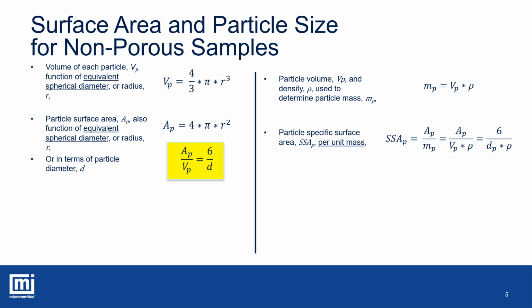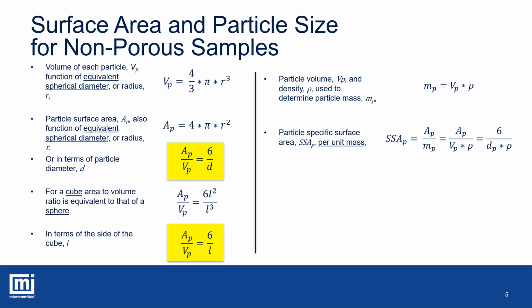Well, if we think about another simple geometric shape, a cube, the area is 6 times the length squared. Volume is the length of the side to the third power. So if we apply the same type of calculation of area divided by the volume, we can simplify it in terms of 6 divided by the length of the cube. So you can see it's the same type of relationship as a sphere. So it works really well relating volume and area.